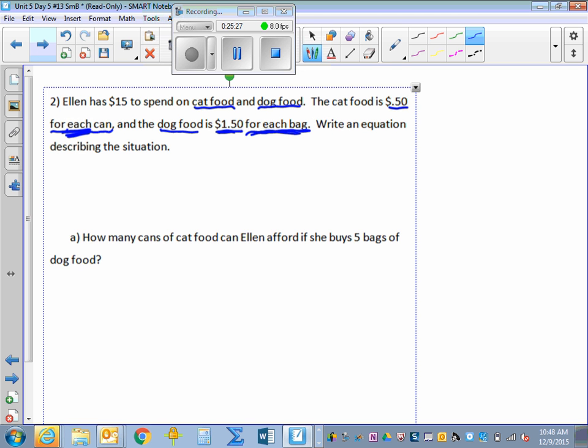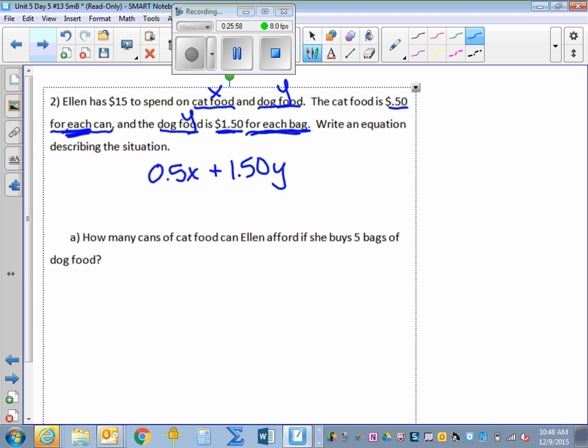So cat food is 50 cents for each can. Now, they didn't give us what variables to use, so let's go ahead and assign it. Let's make our cat food X and our dog food Y. So I know my cat food is 50 cents per can, and cat food is X. And my dog food is $1.50 for each bag, and dog food we said was Y.